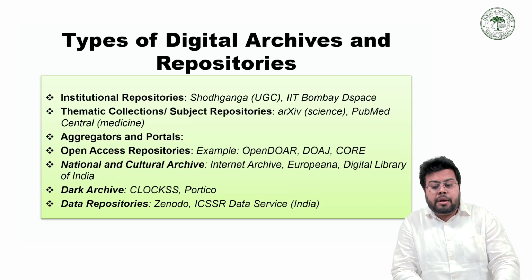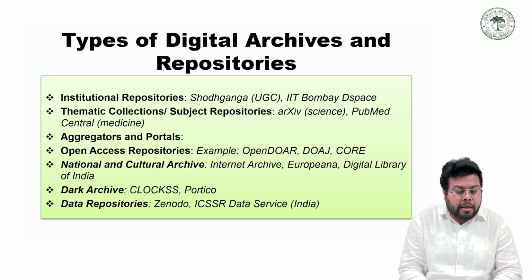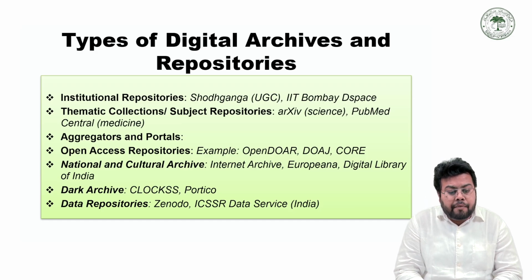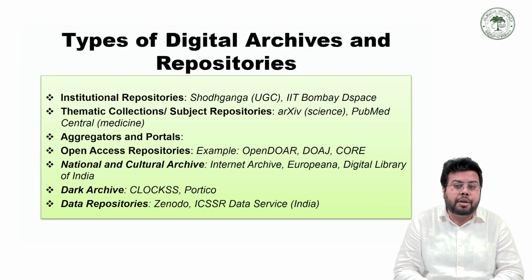Now, the types of digital archives and repositories. The very first type is the institutional repositories. Institutional repositories are generally managed by universities or libraries to preserve and share their scholarly output, theses, and research data. They are run by universities and colleges to store theses, research papers, student projects, and faculty publications.